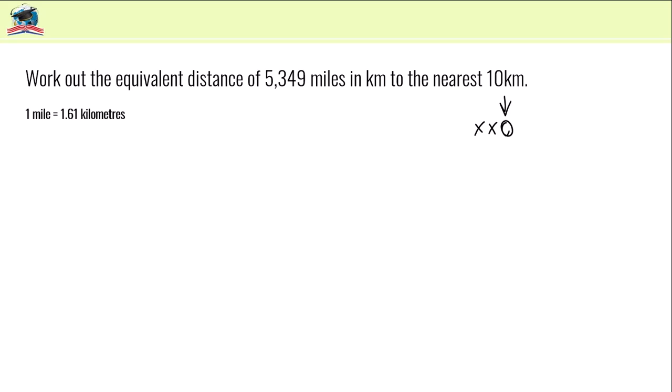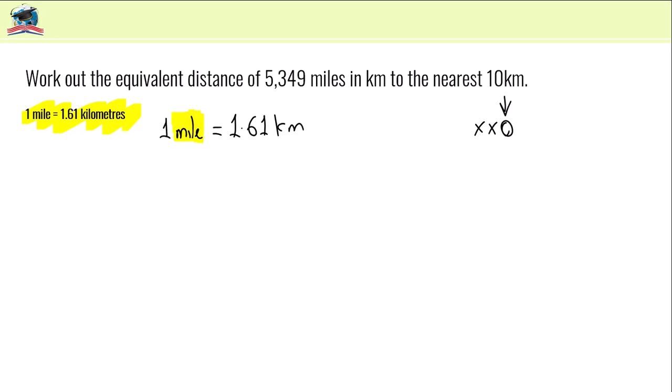Now, it says here at the bottom, this is a key to help us get our answer. It says 1 mile is the same as 1.61 kilometers. Beautiful. Good. Now that is sorted. Let's remove this and do the work. We're told to convert 5,349 miles. We can see that miles is on this side of the equal sign. So we're going to write the miles first.